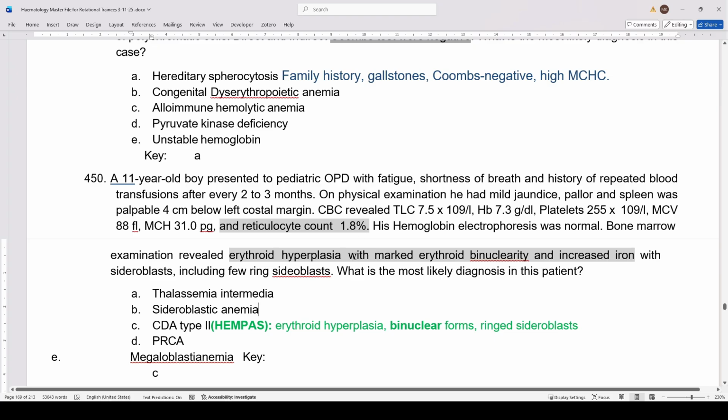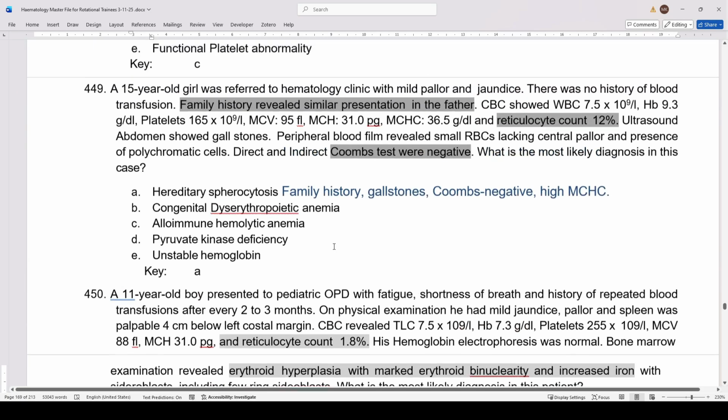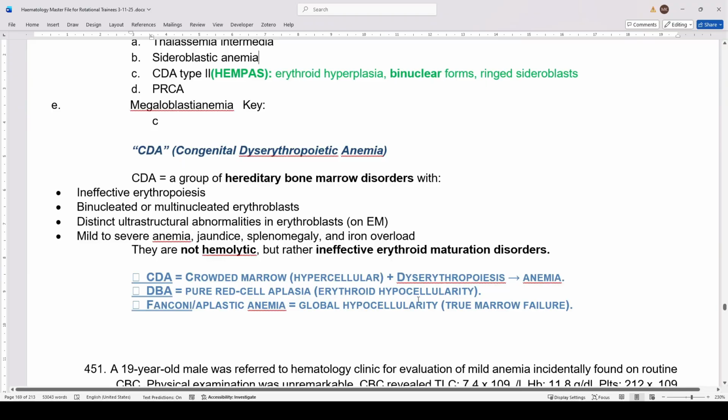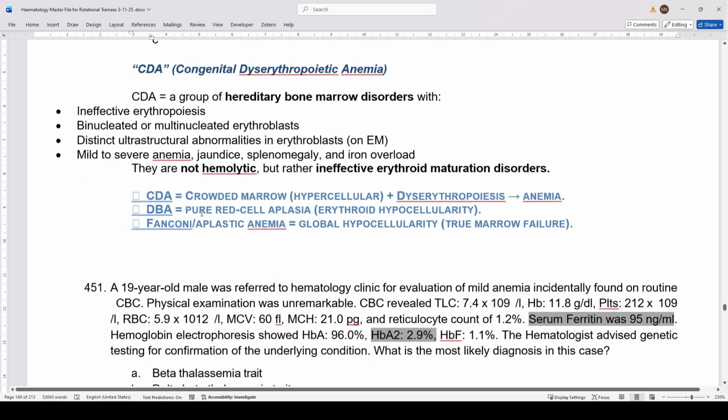I told you in megaloblastic anemia also, in MDS also, there is ineffective erythropoiesis, so reticulocyte count will be low. I just wrote it here to revise the concept. So ineffective erythropoiesis, binuclear or multinucleated erythroblasts, depending upon type 1, type 2 or type 3. In type 2 we have binucleated, in type 3 we have multinucleated erythroblasts.